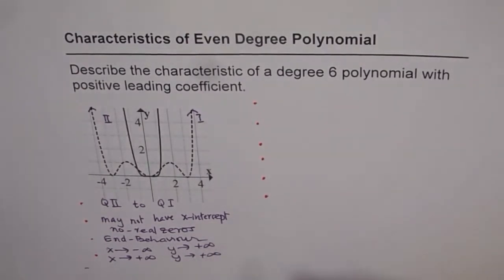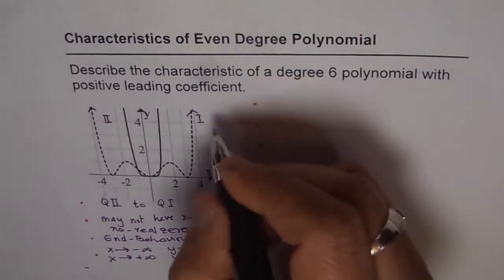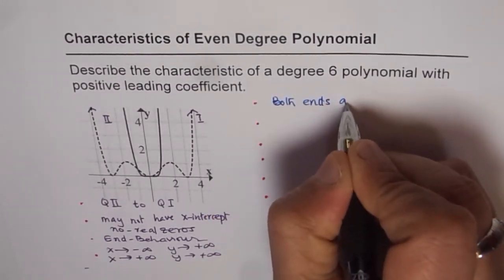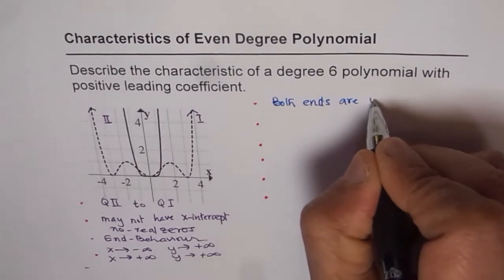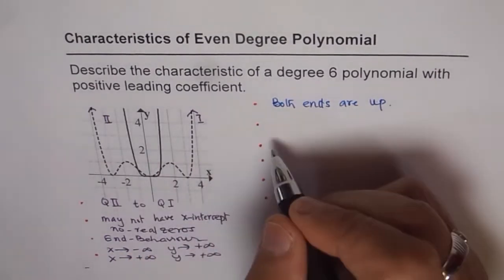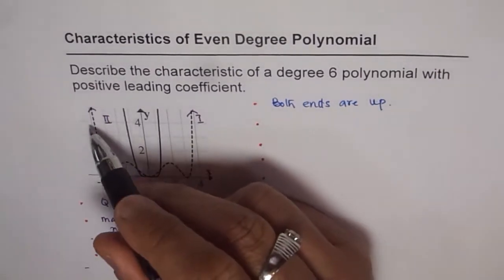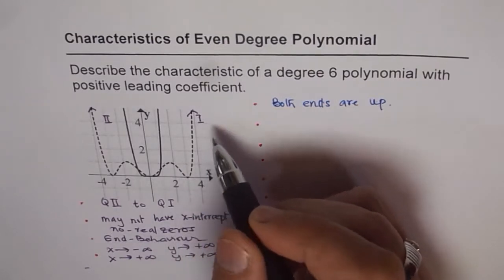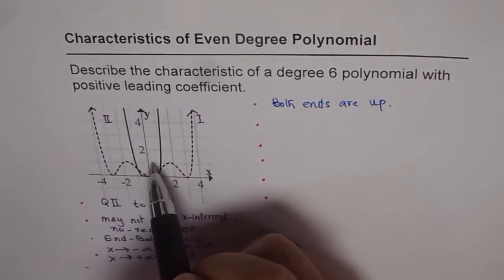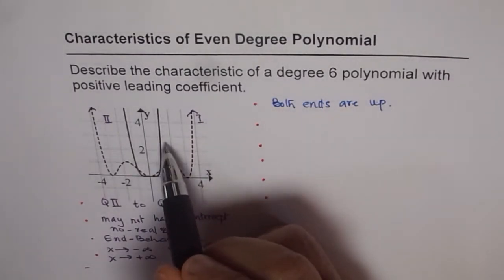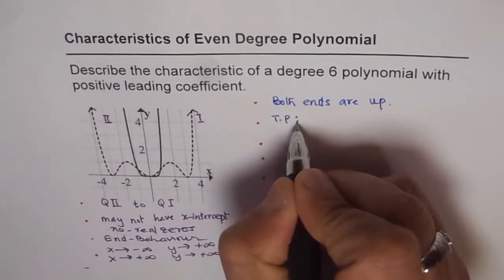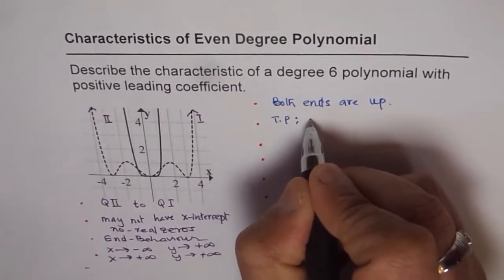So if you see a graph where both sides are up, right? So both ends are pointing up, right? Are up in this case, correct? Now, so then how many turning points can this have? Let's look into those turning points. Now since the graph has to go from quadrant 2 to quadrant 1, the turning point has to be 1, right? At least. So as far as turning points are concerned, number of turning points will be at least 1.